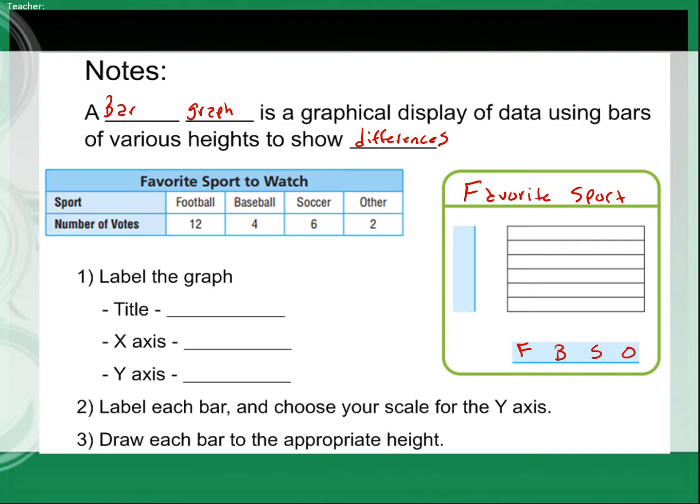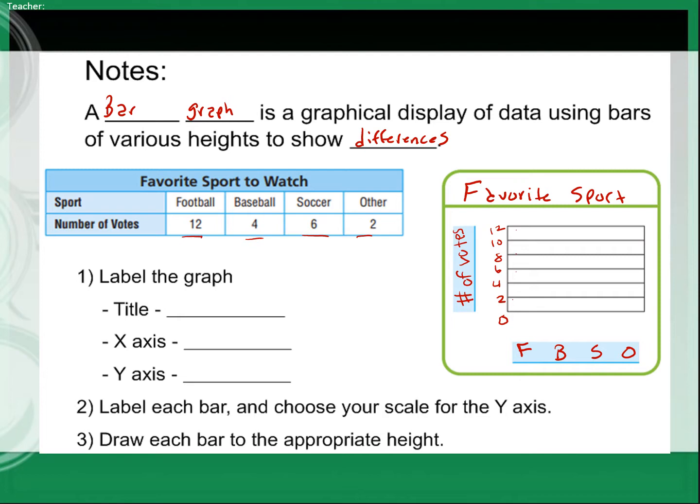And on the y-axis, up, is the number of votes. So over here we'll put number of votes, all right? And then we have to have some type of scale. If I look at my numbers, my highest number is 12, 4, 6, and 2. They're all even. So here I've got 0, 1, 2, 3, 4, 5, 6. I've got 6 bars. So if I count by twos, it gives me all the way to 12, right?